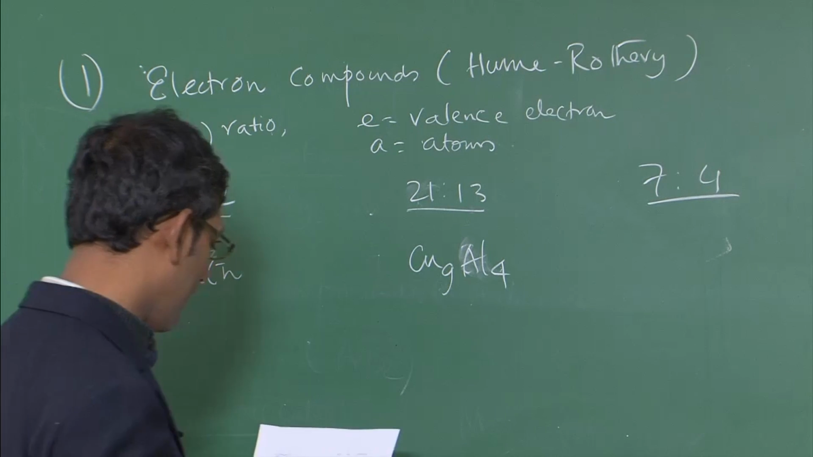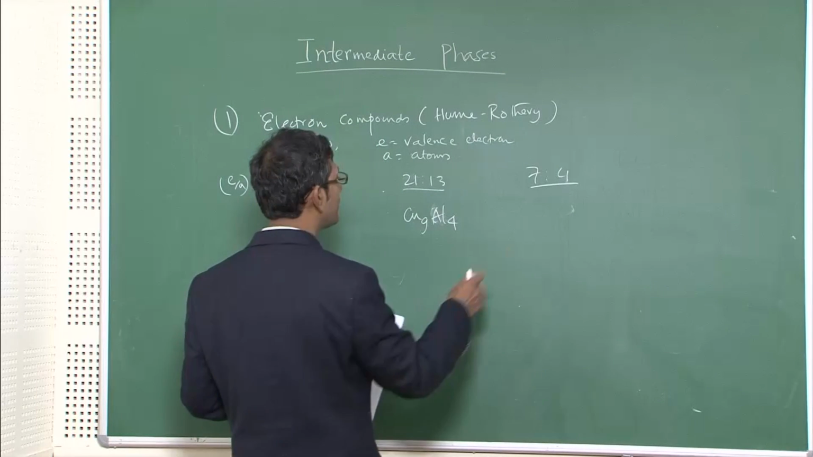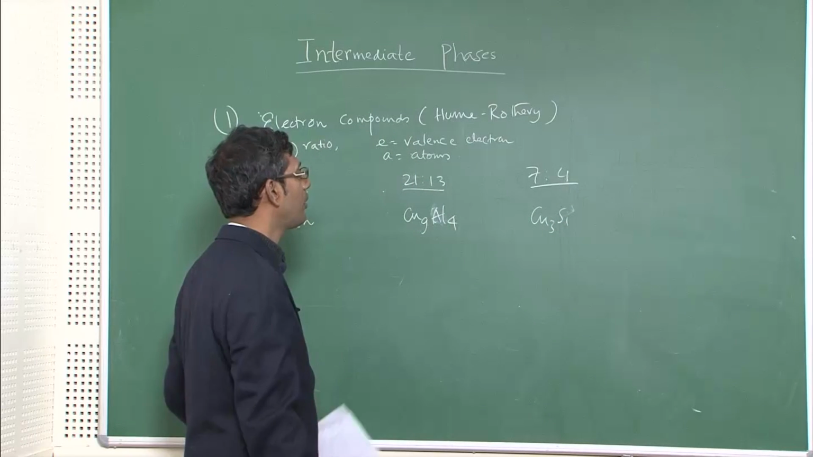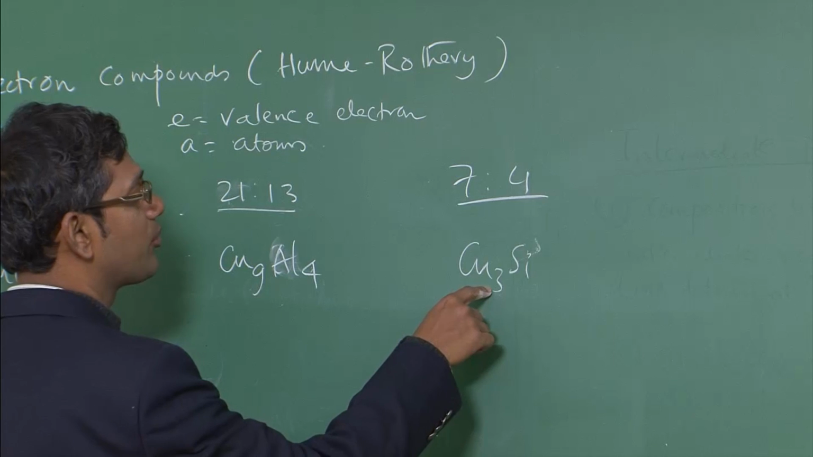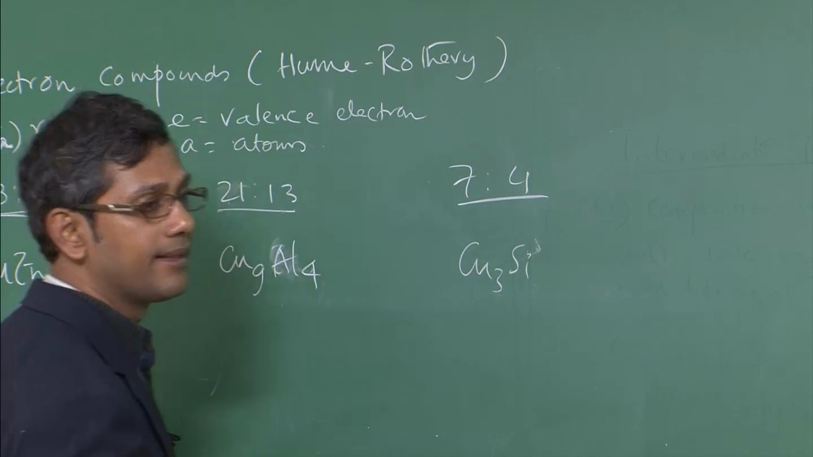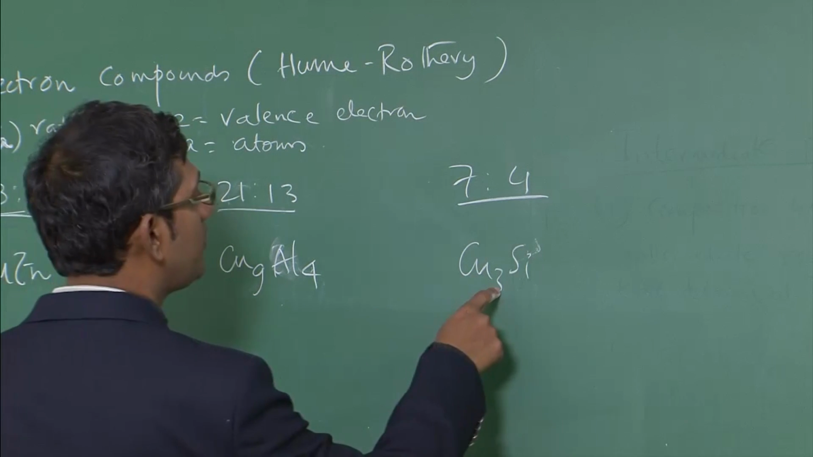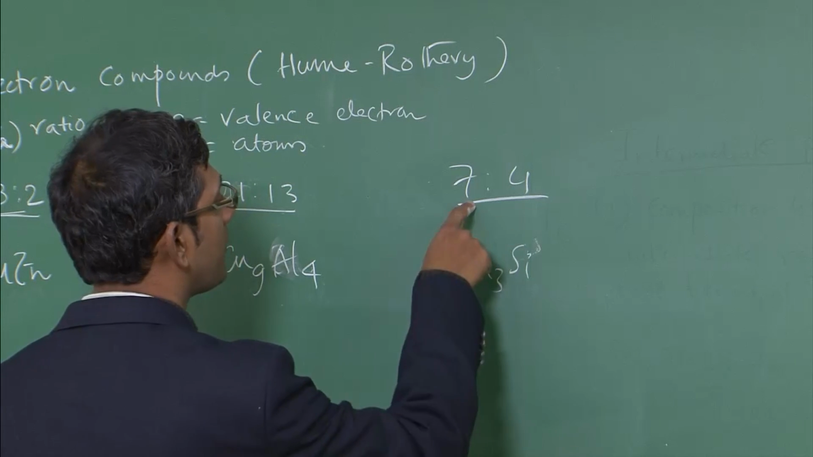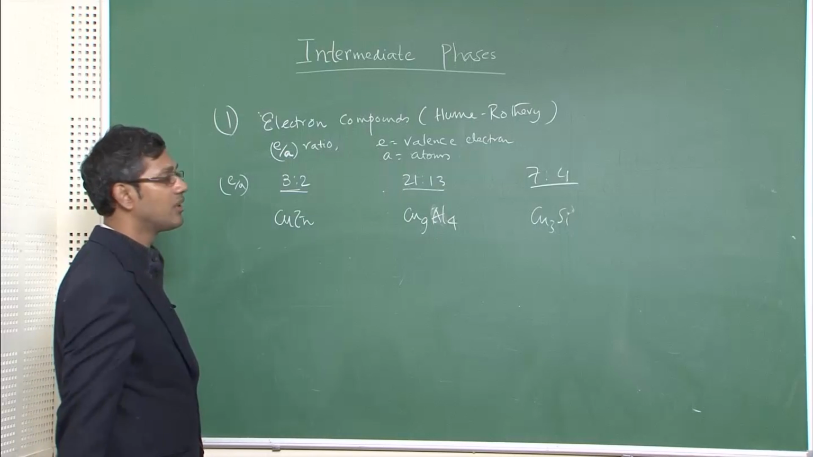And let us see the 7/4. 7/4 is Cu3Si. How is it 7/4? 4 is obviously 3 plus 1, 3 atoms of copper and 1 atom of silicon. And the 7 is 3 from copper plus silicon's 4 outer electrons, 3 plus 4 is 7. So 7 electrons in the outer shell divided by 4 atoms, correct.